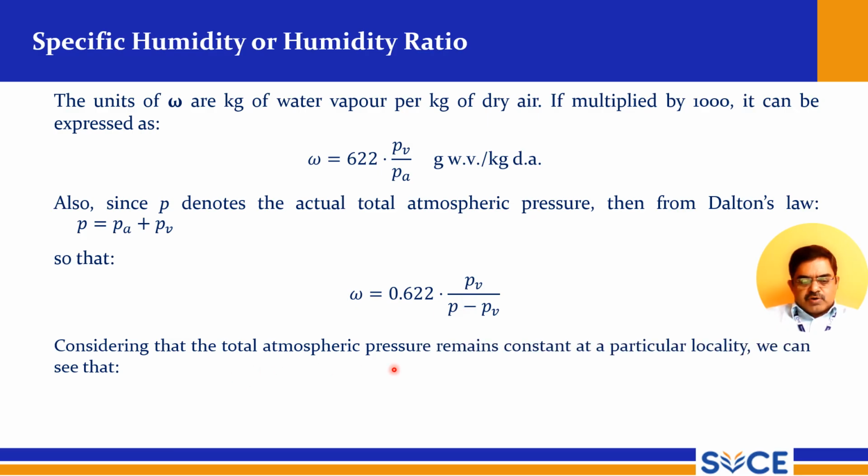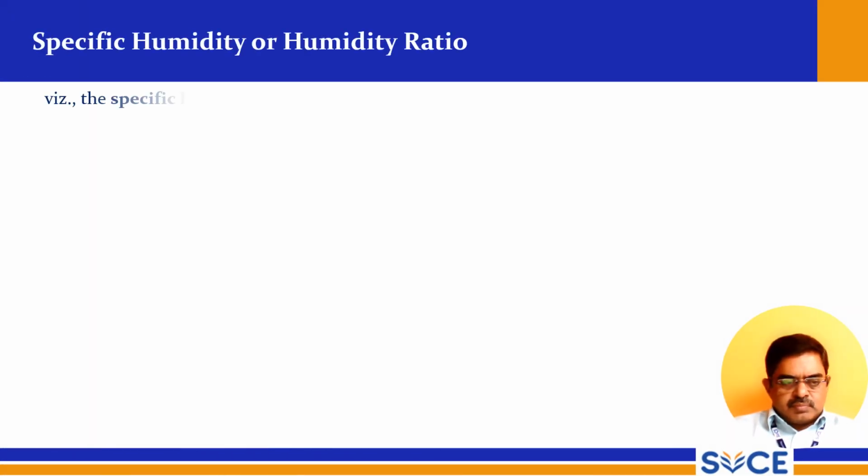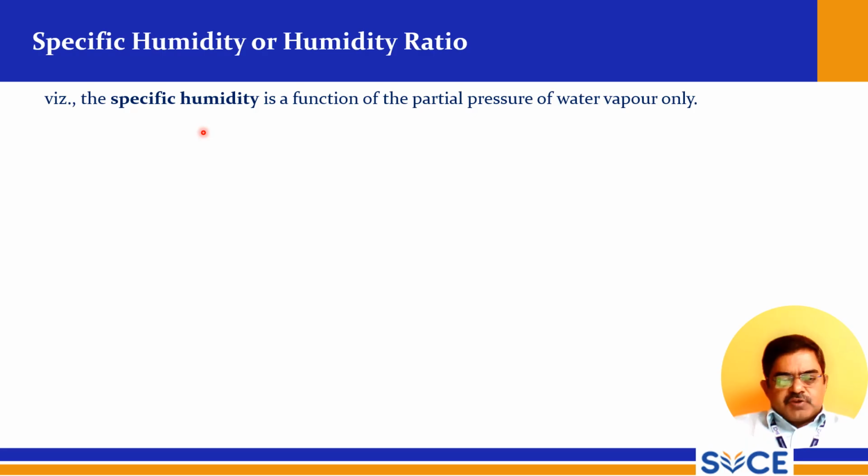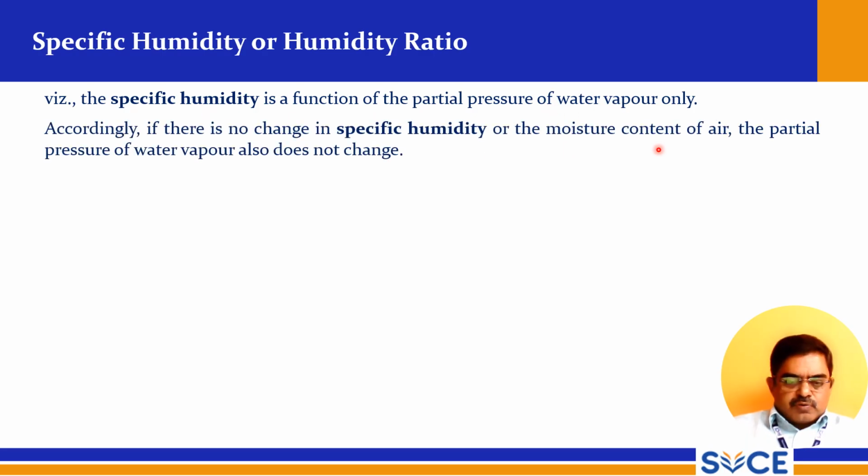Considering that the total atmospheric pressure remains constant at a particular locality, we see that omega is a function of Pv. So the specific humidity is a function of the partial pressure of water vapor only. That is the conclusion we can make here. Accordingly, if there is no change in specific humidity or moisture content of air, the partial pressure of water vapor also does not change.